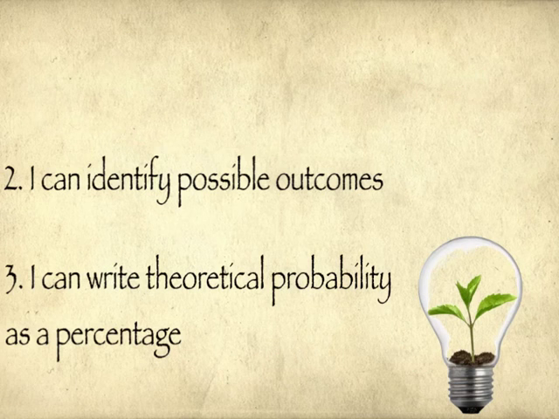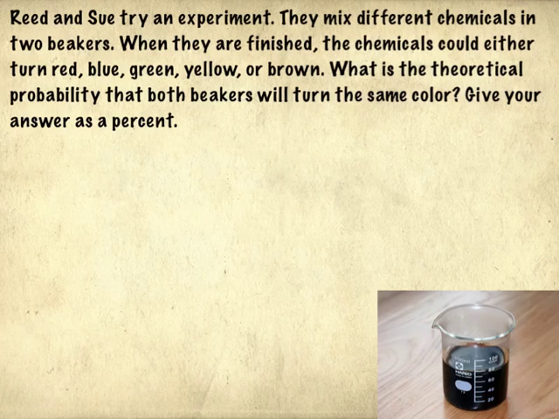And our last two outcomes we're going to do together. I can identify possible outcomes and I can write theoretical probability as a percentage. Those are going to link up in our next question. So Reed and Sue try an experiment. They mix different chemicals in 2 beakers. When they are finished, the chemicals could either turn red, blue, green, yellow, or brown. What is the theoretical probability that both beakers will turn the same color? Give your answer as a percent.